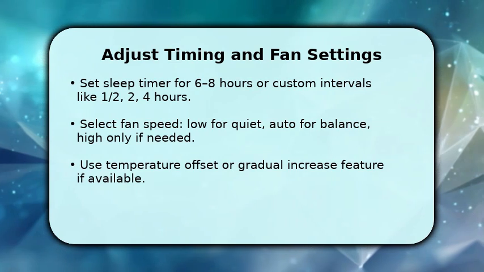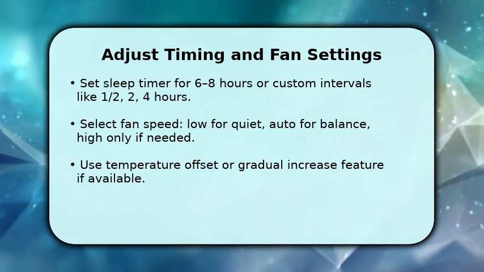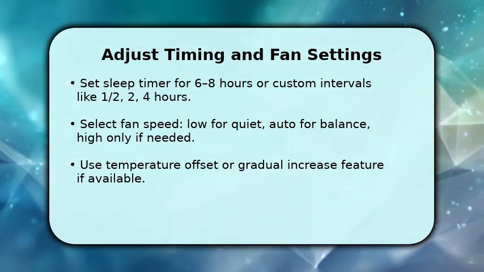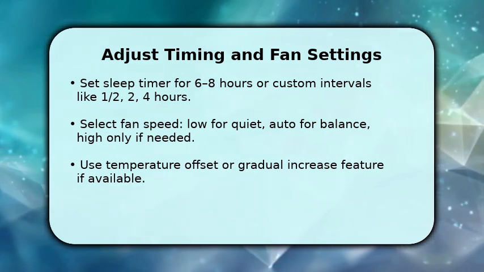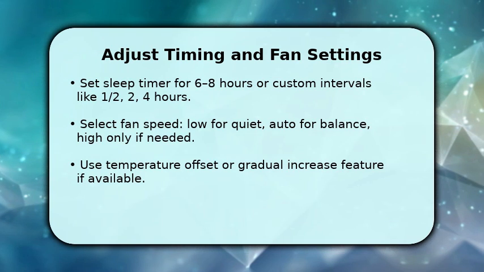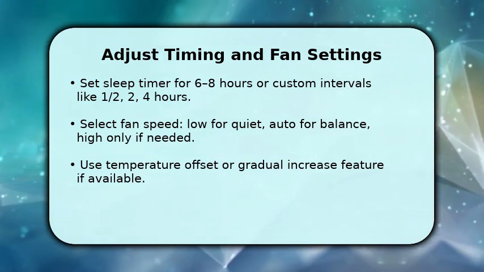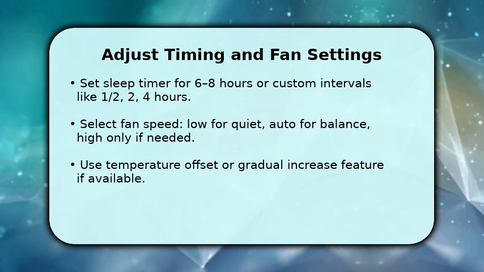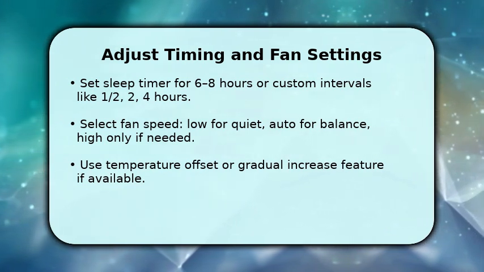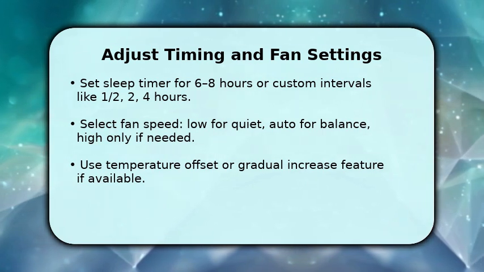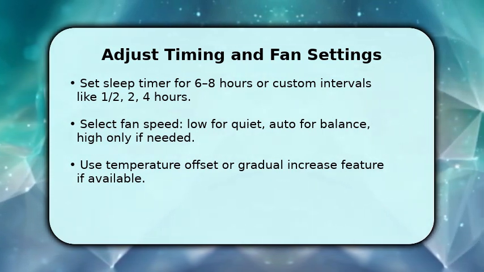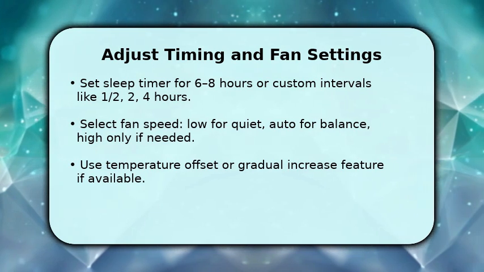Next, you configure the sleep timer and fan to match your sleep cycle so the unit reduces output gradually instead of abrupt stops. Choose 6-8 hours or staggered intervals. This conserves energy while keeping comfort. Set fan to low for quiet or auto to let the system adapt. Avoid high unless required. If your AC offers a temperature offset or gradual increase, enable it so the set point rises slowly through the night, preventing overcooling.